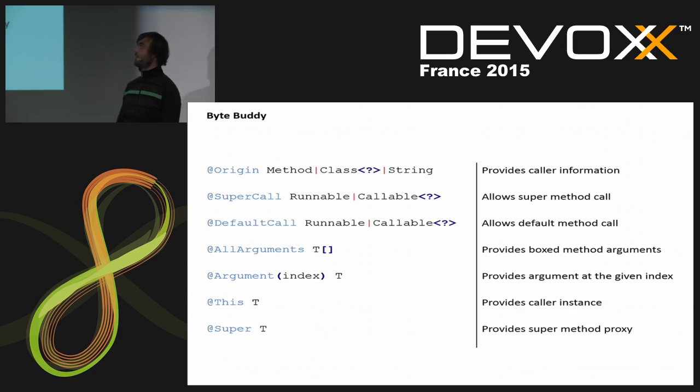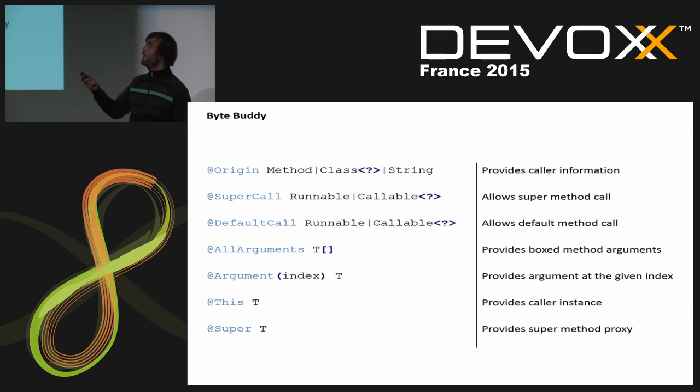There are a lot of annotations in Byte Buddy. We just saw the origin annotation, which allows you, for example, to inject the original method. Using this original method, we could extract the annotation on the method, the secured annotation from before, and do the security check. And then we have the supercall annotation, which is also injecting basically a callable that allows you to invoke the original method.